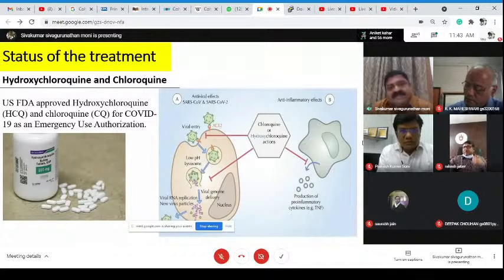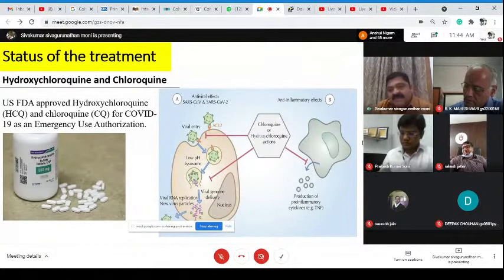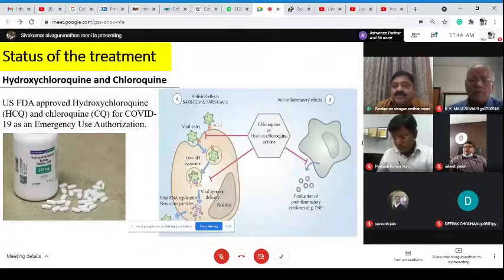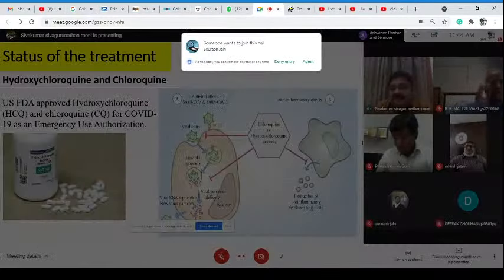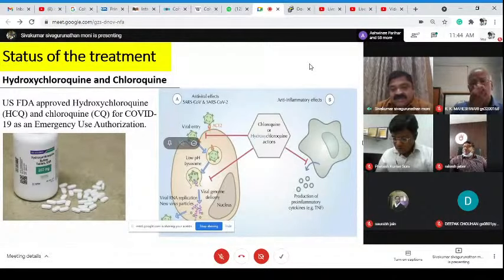So what is the status if infections develop? What is the status of the treatment against SARS-CoV-2 virus infection? As you know, hydroxychloroquine and chloroquine, the anti-malarial drugs, have been used successfully. Reports also show they work against certain SARS-CoV-2 infections, because they can modulate inflammatory markers like tumor necrosis factor.